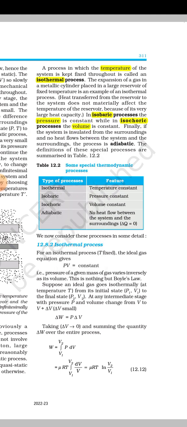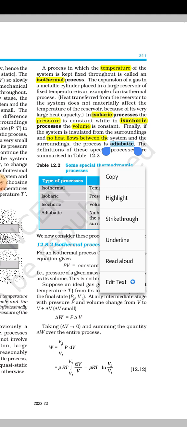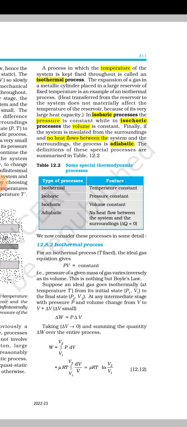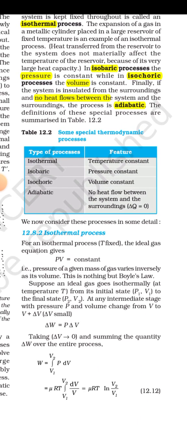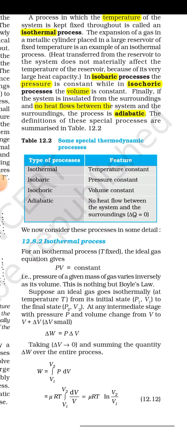Finally, if the system is insulated from the surrounding, no heat flows between the system and surrounding, जिसमें कोई heat का flow नहीं होगा, that is known as adiabatic. No heat flow. देखो, temperature constant है तो isothermal, pressure है तो isobaric, volume है तो isochoric, और heat का कोई flow नहीं है तो adiabatic. सॉरी, नीचे भी दिया हुआ है टेबल में. Isothermal: temperature constant; isobaric: pressure; isochoric: volume; adiabatic: no heat flow.